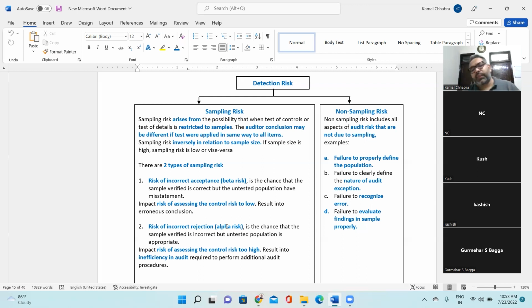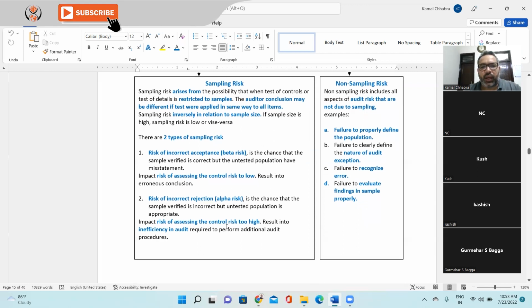The second point is risk of incorrect rejection. The same way you have incorrectly accepted, you can incorrectly reject the population also. For example, you have tested 25 samples and out of which you found mistakes in 5 samples. So your expectation is that 20% of the population is wrong. If you just do the math, you are expecting that 20% of the population is wrong. As 20% of the population is wrong, I cannot rely on control, right? Because it is less than 90%, you are not able to rely on control.